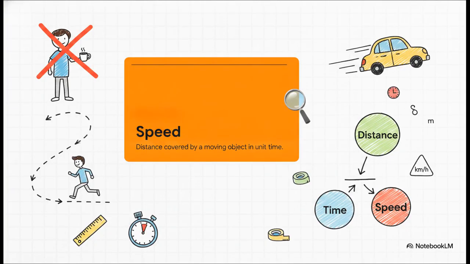So what is speed exactly? Simply put, it's the distance covered by a moving object in a given unit of time. And notice I said a moving object. Standing perfectly still, drinking your morning coffee, that doesn't count. That is zero speed. But the second you start moving, we calculate your speed by taking the distance you've traveled and dividing it by the time it took. Speed equals distance divided by time. We're usually talking meters per second or kilometers per hour here.